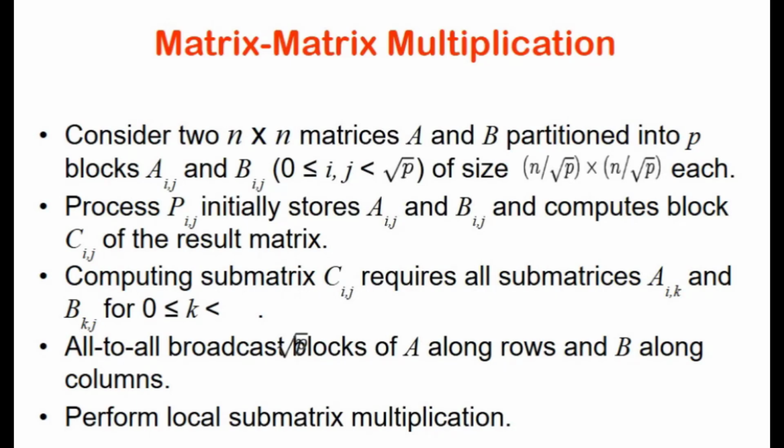Consider two n cross n matrices A and B partitioned into p blocks Aij and Bij of size n by root p and n by root p. Instead of one person doing all the math, we split the work amongst multiple people. At the end, we put all the parts together to get the full result, just like solving a giant puzzle. Computing submatrices Cij requires all submatrices Aik and Bkj. After that, we perform all-to-all broadcast of A along rows and B along columns.